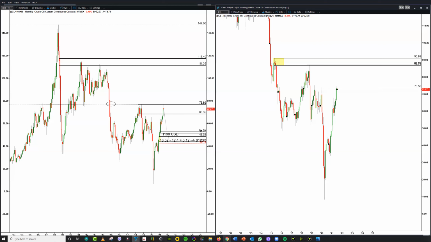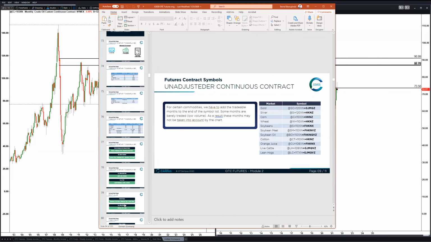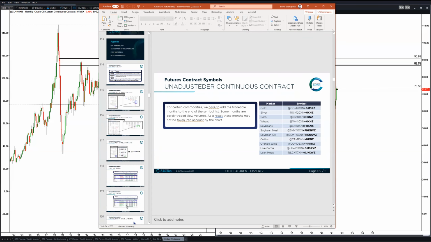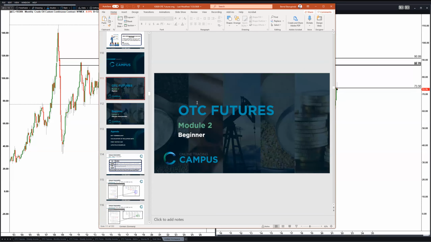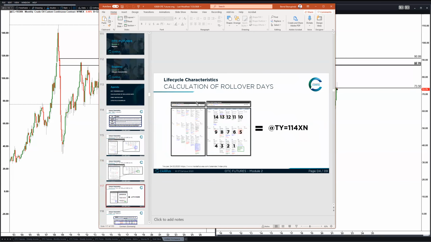But again, please, I can only urge you guys, how the rollovers are being calculated is clearly explained in beginner module 2, life cycle characteristics. It tells you, okay, you will see immediately, I don't count the weekends for rollover days, just trading days.